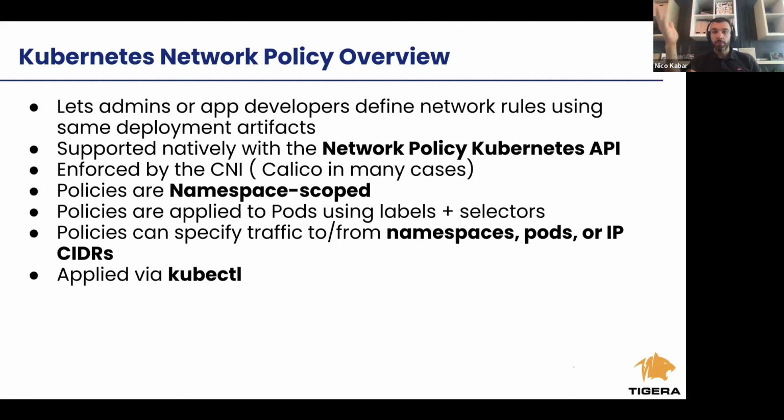The policies are namespace scoped, similar to a lot of things in Kubernetes. So if you have two namespaces, you have to create separate policies for every namespace. And it is applied to the pods using labels and selectors, as I mentioned. The traffic selection can be based on the namespace, from a specific namespace to a specific namespace, from pods using labels, or from IP CIDRs. So it can even be IP based, allowing traffic to this specific IP or IP set, or from this IP. And of course, you can use kubectl to create and apply those policies.